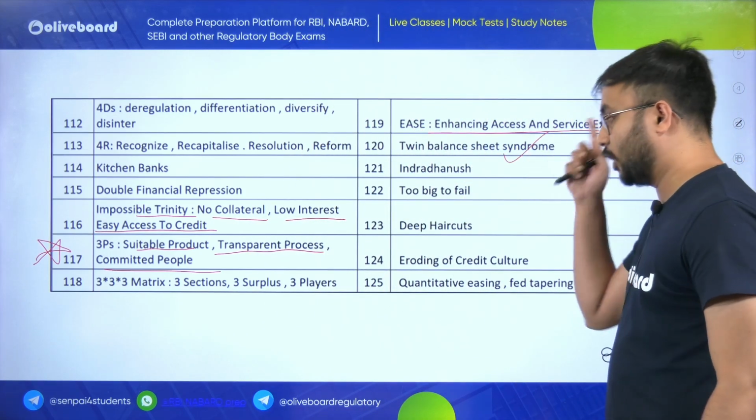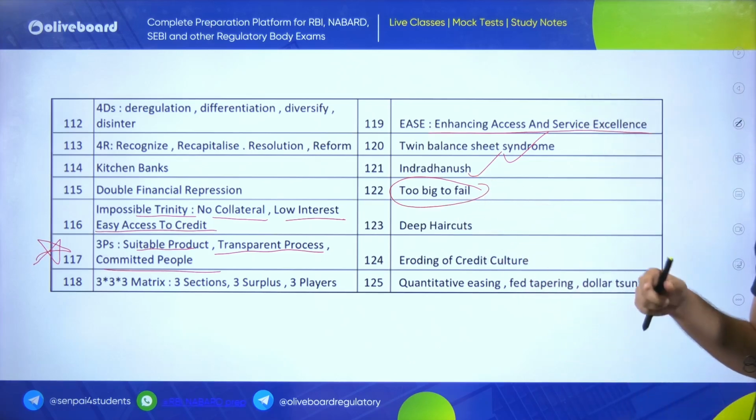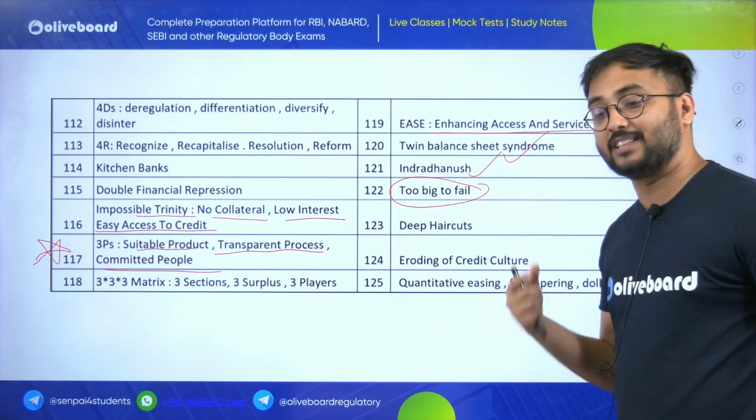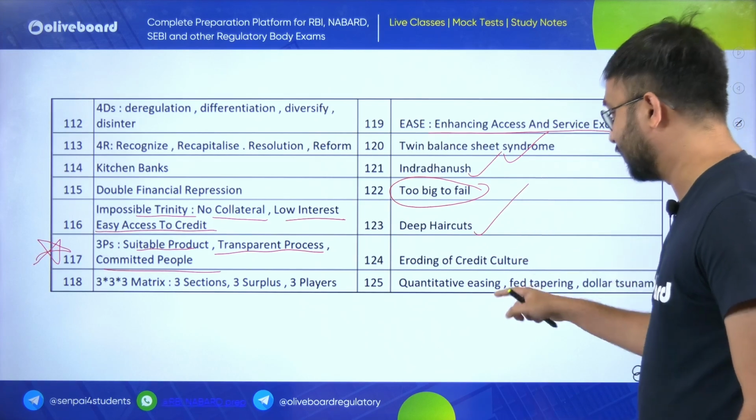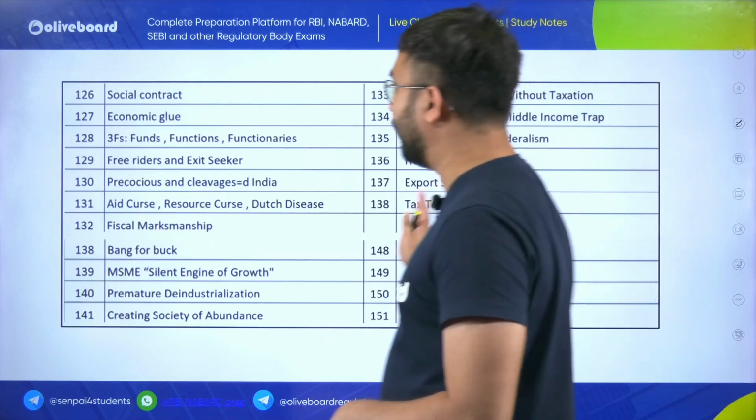Twin balance sheet problem associated with banks. Indradhanush scheme associated with banks. Too big to fail. These are nothing but DSIBs, that is domestically systemically important banks. Deep haircuts. Eroding of credit culture. Quantitative easing, Fed tapering, and dollar tsunami. Again associated with core economics.